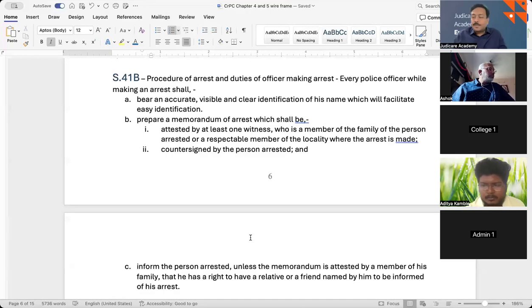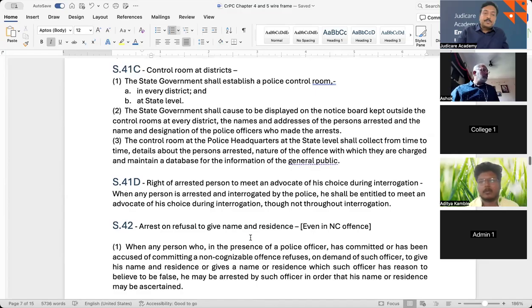So this is 41B. 41B is when the process of arrest starts, and this is to formalize the procedure for arrest and delineate the duties of the arresting officer, ensuring transparency and consistency. This is also to maintain a proper record of the arrest of the person and of the conditions, and to safeguard against any unlawful detention. So this is why 41B was implemented.